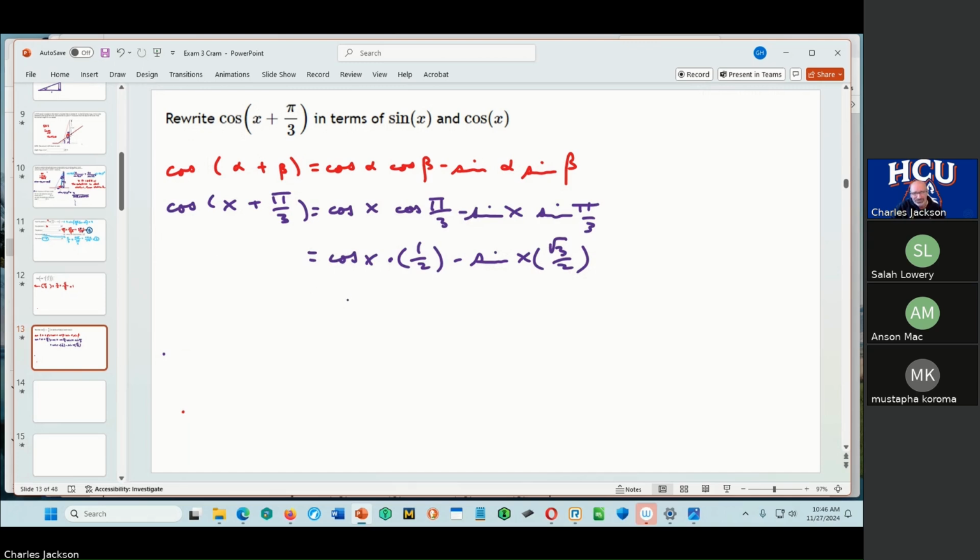Kind of a weird problem because it's already in terms of just cos. Oh, I guess they want you to throw in that sine there. So we've done that. 1/2 cos x minus square root of 3 over 2 sine x.